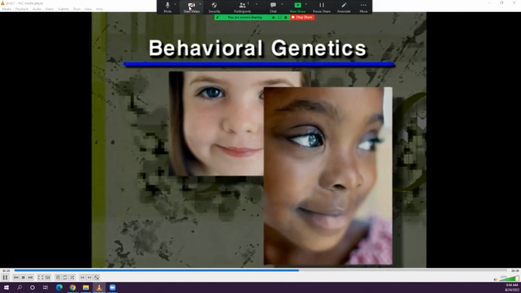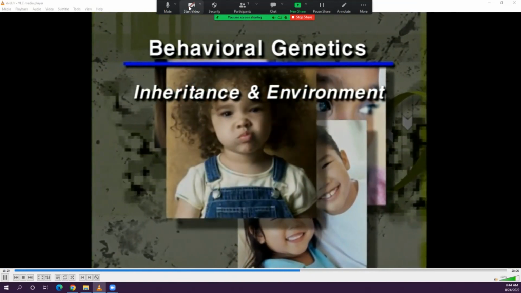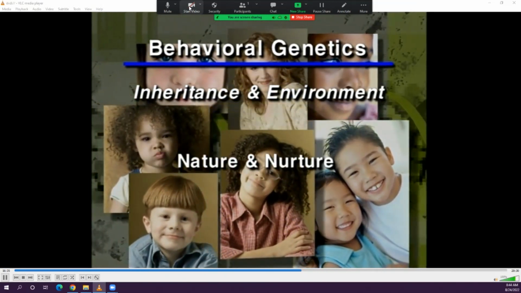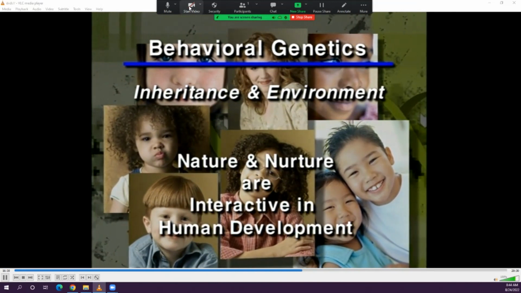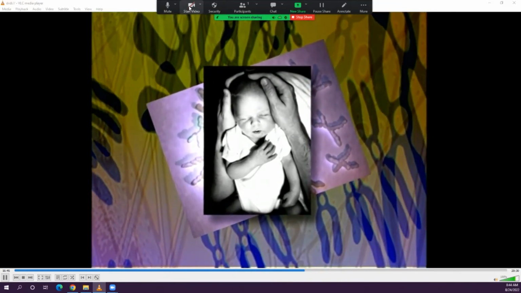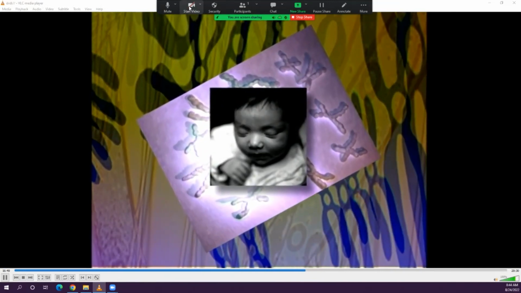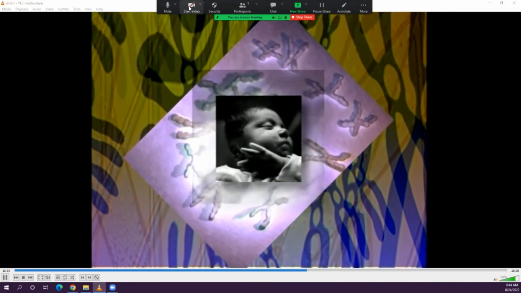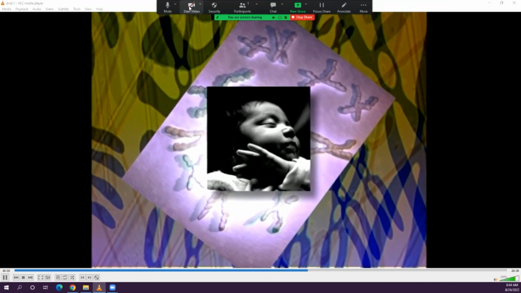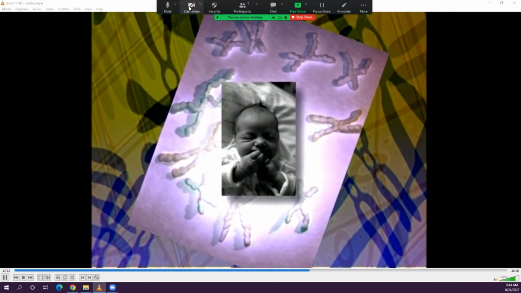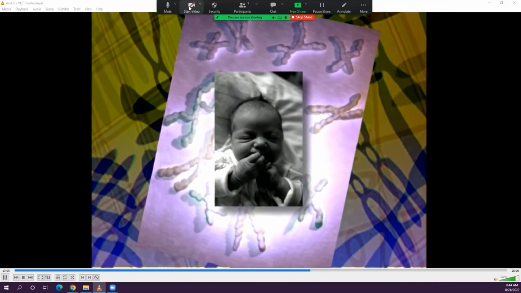Behavioral genetics is the study of the strength of inheritance and the environment in which it is expressed. Nature and nurture cannot be considered separately. They are interactive in human development. Even within the cells, genes are responding to hormones and growth factors which activate or turn on genes. The relative effects of heredity and the environment have been examined by methods which are not controlled, as in most scientific studies. This is so because scientists cannot ethically alter the genes or environment of humans.